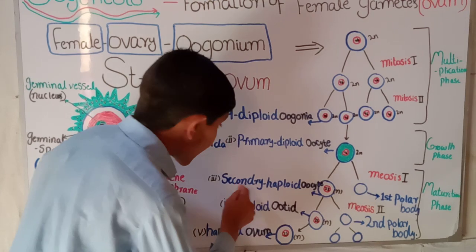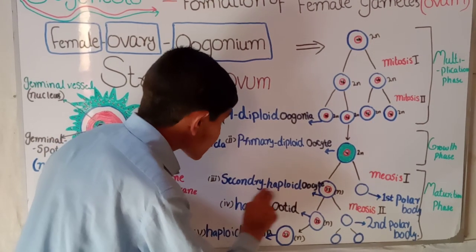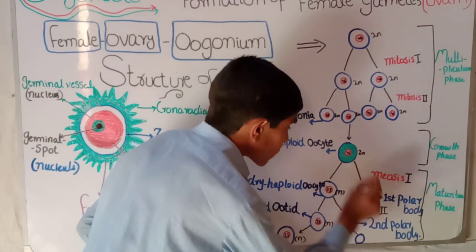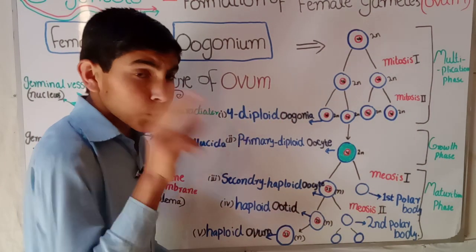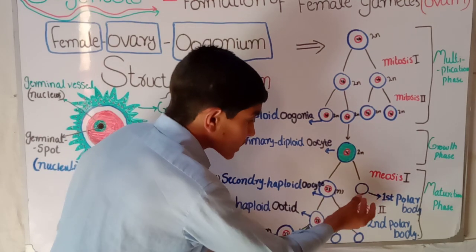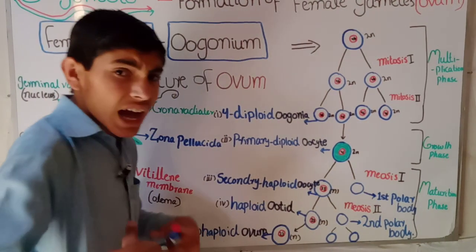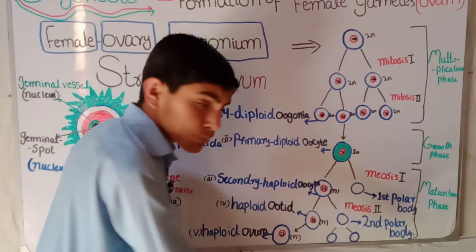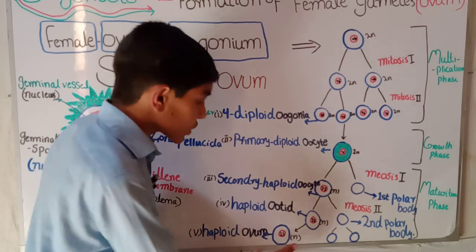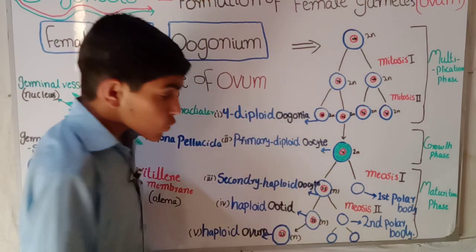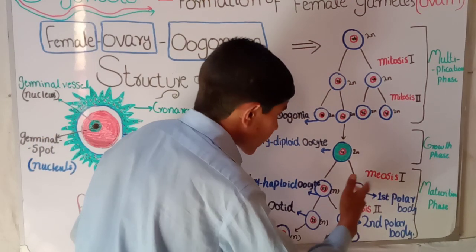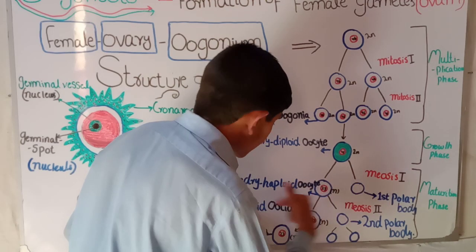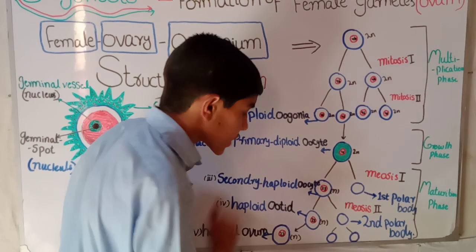The larger cell is called the secondary haploid oocyte, but it also produces another type of cell which we call the first polar body. It is smaller than the oocyte. It is an abnormal cell and is not involved in the next process of fertilization or ovum formation. So this cell is ignored. It is an extra cell, smaller than the secondary haploid oocyte.